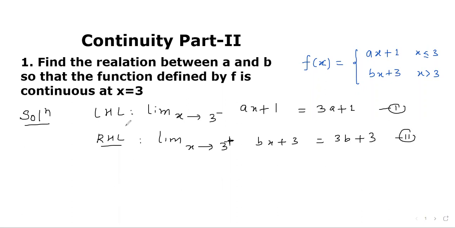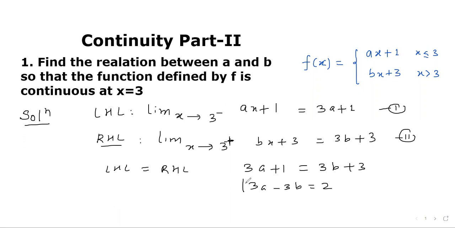Now, for the function to be continuous, LHL must be equal to RHL. So 3a plus 1 equal to 3b plus 3. 3a minus 3b equal to 2. This is the required relation.